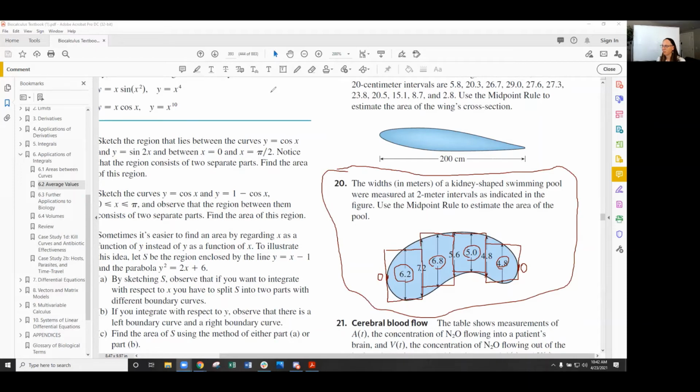I'm going to stop sharing and stop my annotation here.